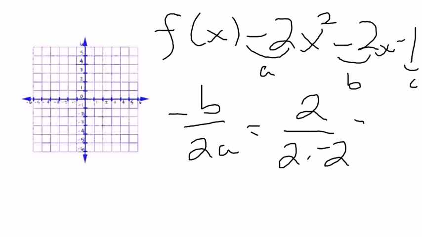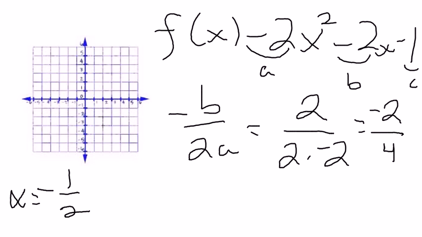Well, what's 2 over 2 times negative 2? Well, 2 times negative 2 is negative 4. All right, well, that comes out to negative 1/2. So x equals negative 1/2 is our line, it's called the axis of symmetry. The axis of symmetry just divides the parabola right in half. All right, so that's what that means when it's talking about an axis of symmetry.